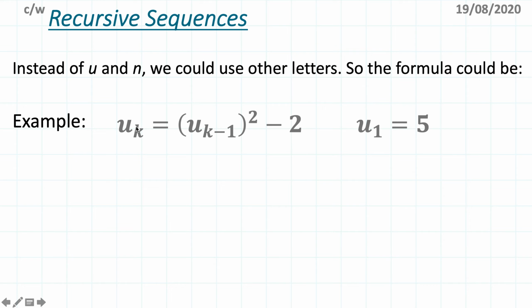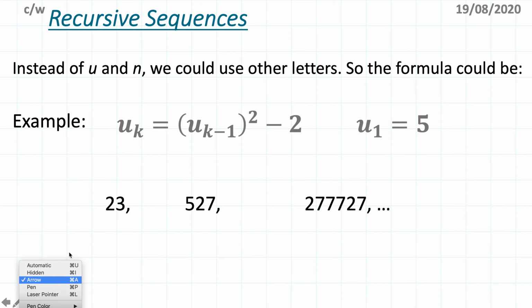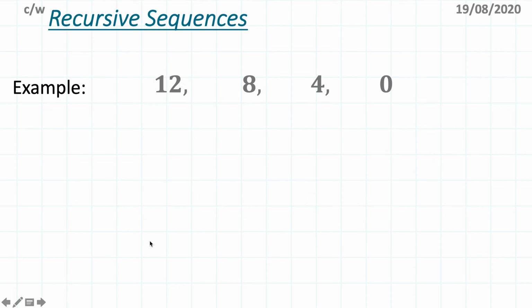So to find u2, we'll have 5 here as the first term, and then to get u2, you're going to go u1 squared minus 2, so that's 5 squared minus 2, so that's 23, and so on. So it's easy to find the next terms once you have the previous one.